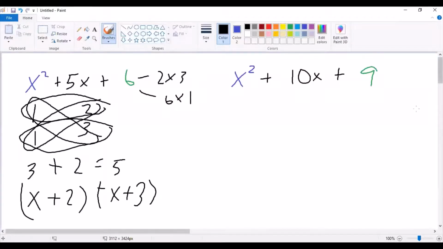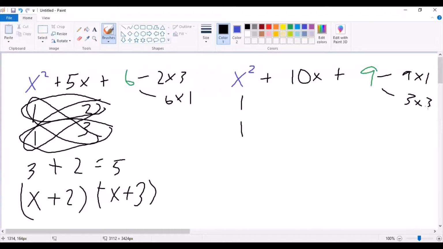So again, on the left side we have x squared. That's going to be 1 times 1, and then we want to think of two values that multiply to give you 9. They're going to add to give you 10 in the end when we cross multiply them. So the two options are 9 times 1, or 3 times 3.